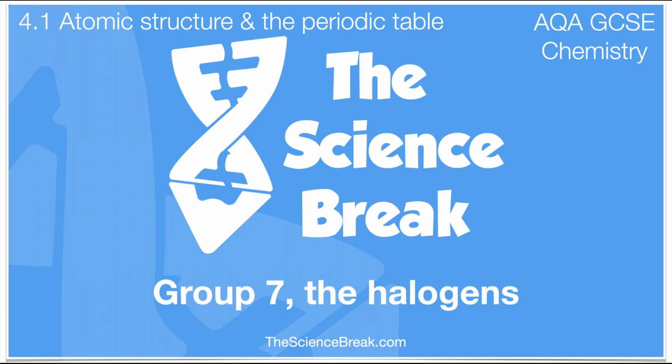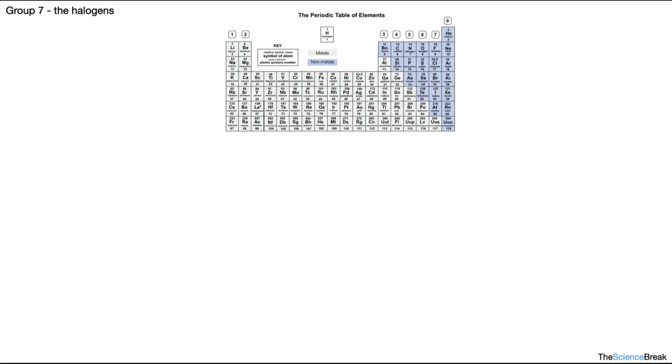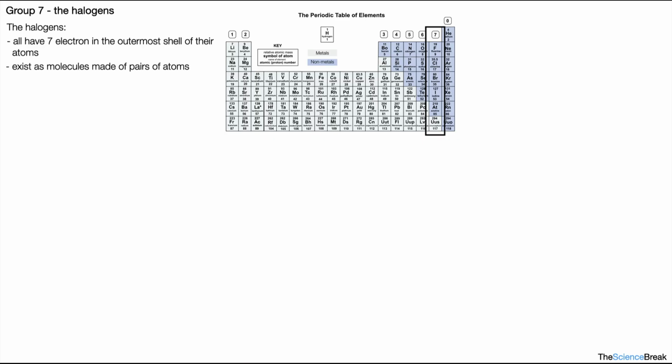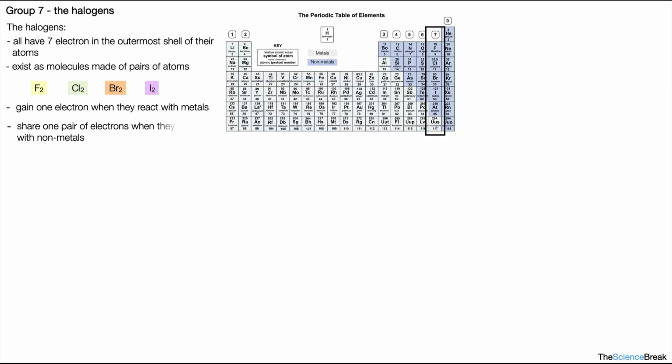Next, we could take a look at the group 7 elements, the halogens. These are over here in group 7. And the halogens all have 7 electrons in the outermost shell of their atoms. They exist as molecules made of pairs of atoms. So we have F2, which is for fluorine. Chlorine is Cl2, bromine is Br2, and iodine is I2. Each atom of our halogen can gain 1 electron when they react with metals. They share 1 pair of electrons when they react with non-metals.